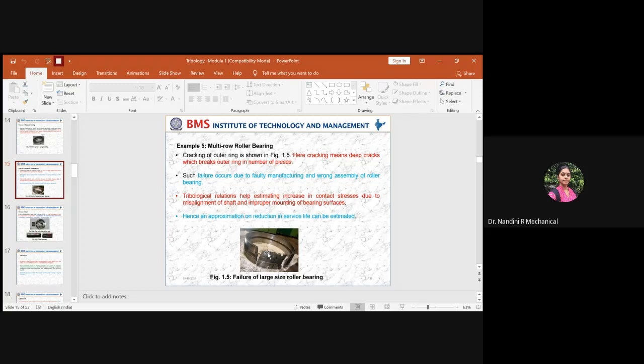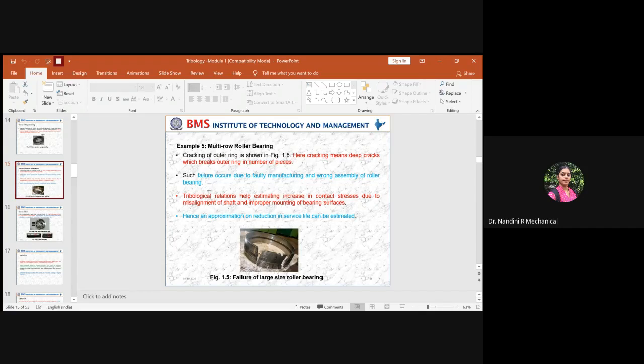By force you have made it into a roller bearing, right? So it results in this type of damage. So the tribological relation usually helps in estimating the increase in the contact stresses due to some misalignment of the shaft and improper mounting of the bearing surface.